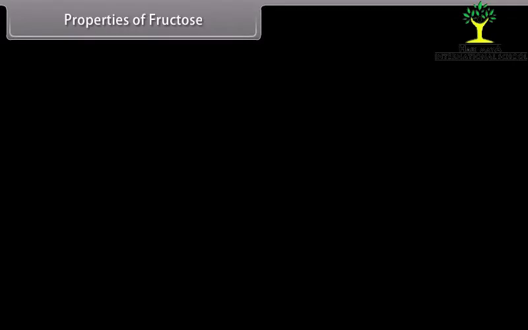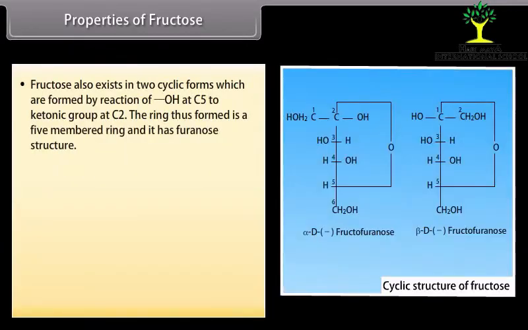Properties of fructose. The important properties of fructose are the following. It also exists in two cyclic forms, which are formed by reaction of the OH at C5 with the ketonic group at C2. The ring thus formed is a 5-membered ring and it has furanose structure. It also shows mutarotation.